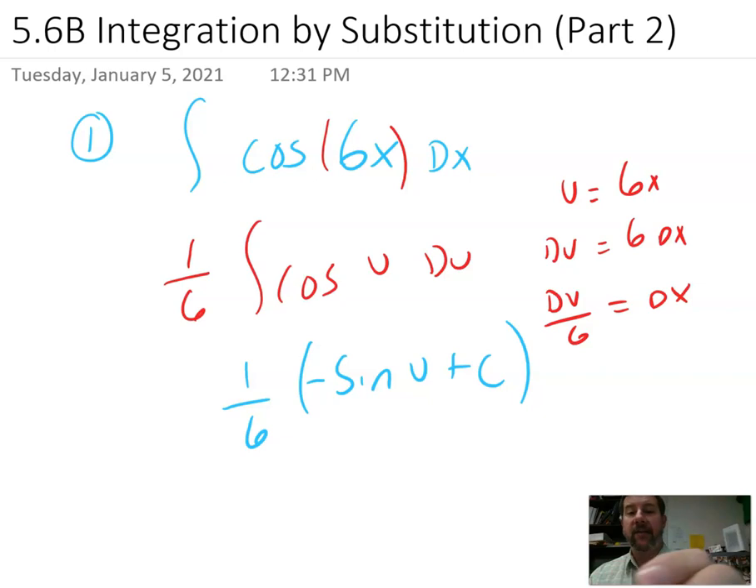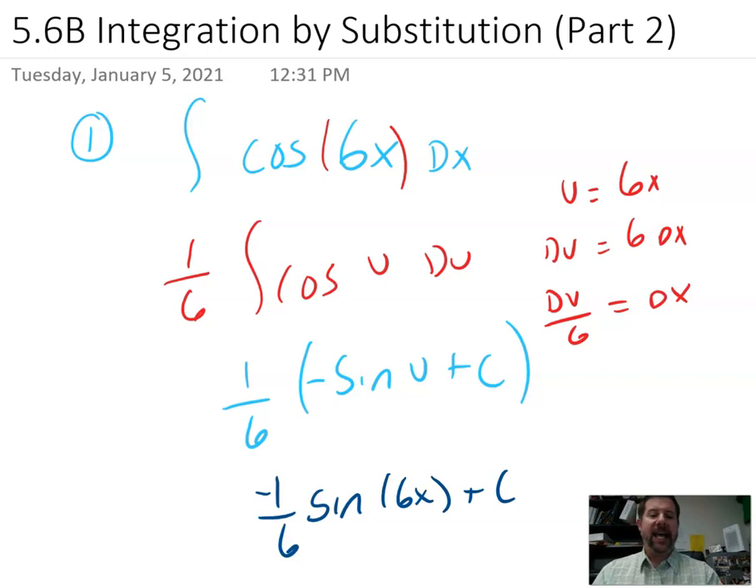Now if we put everything together, I get negative 1 over 6 sine of 6x plus c. And if you're ever unsure, take the derivative of that. It should give us what was inside our integral, right?